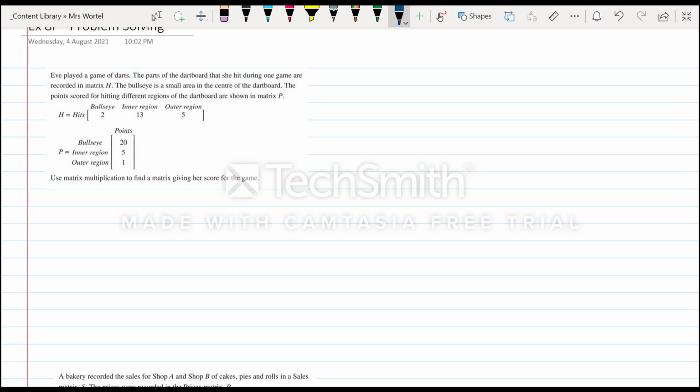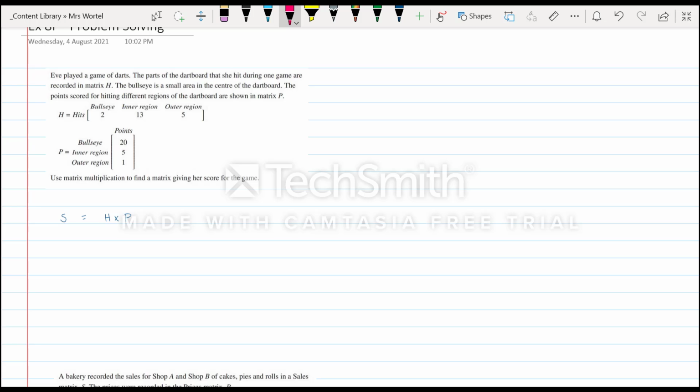We should just check though. If we're going to multiply our H matrix by our P matrix, let's say S is our final score matrix, and we want to find it by multiplying our H and our P matrix together. We know from the skills we've learned with matrix multiplication that we should check that we're actually able to do the multiplication. We should check that it's defined, and we do that by looking at the order of the matrices.